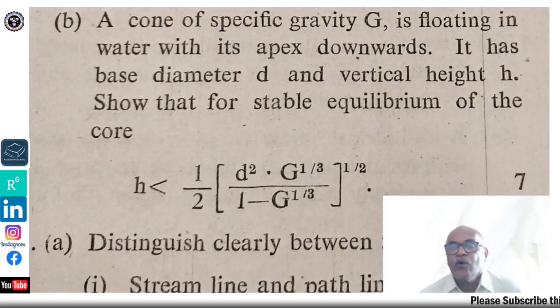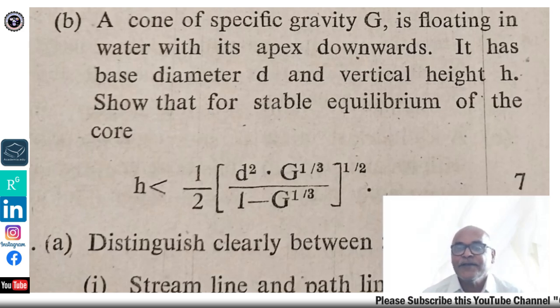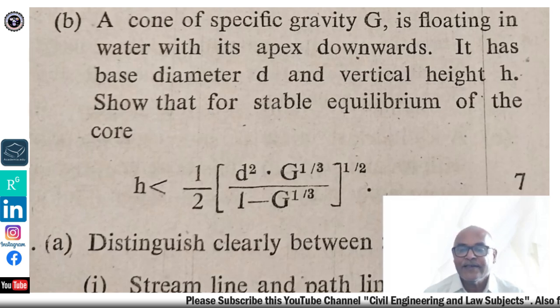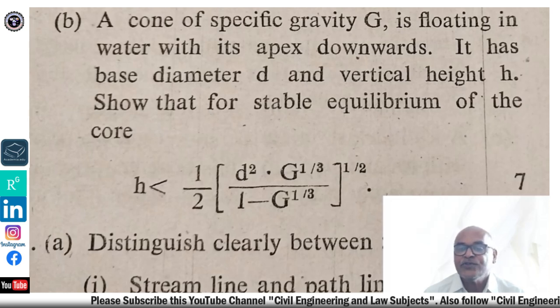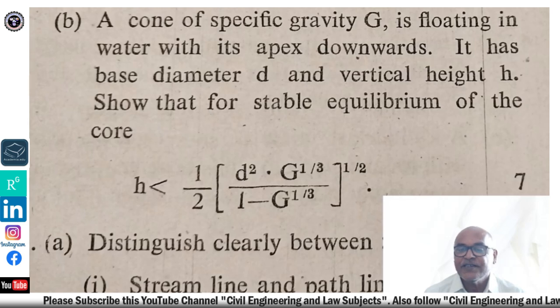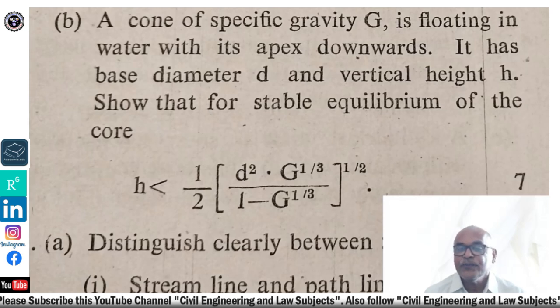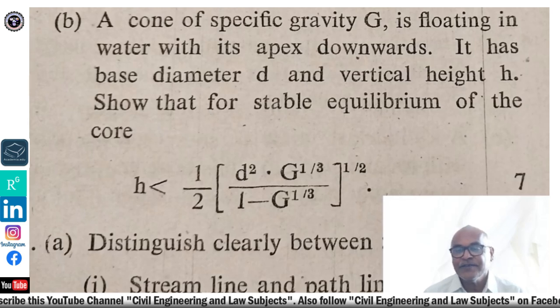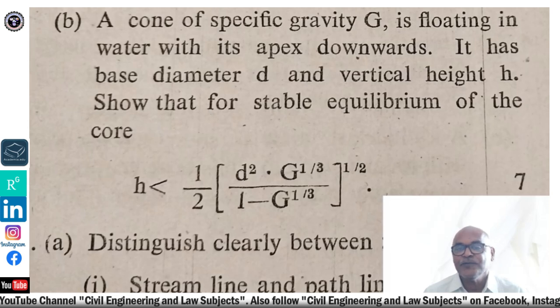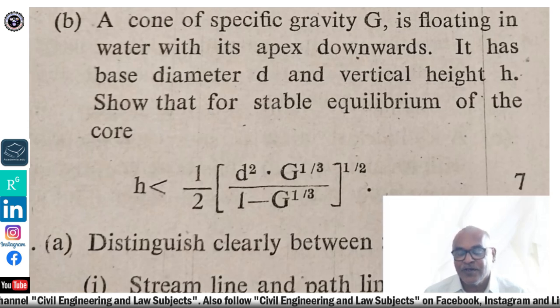A cone of specific gravity capital G is floating in water with apex downwards. It has base diameter small d and vertical height small h. Show that for stable equilibrium of the cone, h is less than half of in the bracket d square into g raised to 1/3 upon 1 minus g raised to 1/3 and whole raised to half. This problem has been asked in previous university examination. So let us begin with its solution.